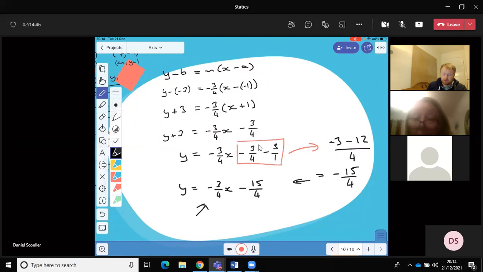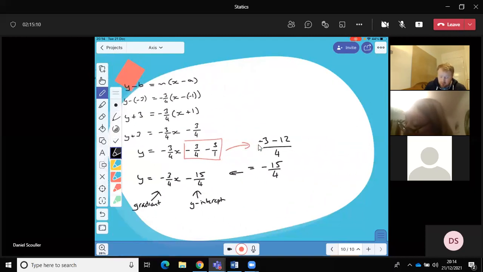Okay. That's still your gradient. Just because it's a fraction doesn't mean it's anything different. That's still where it cuts the y. All that's telling you, it's just not cutting it at a whole number. It looks odd, I'll give you that, but that's all that is. Okay. If it was asking for the equation of the straight line, that's your answer.